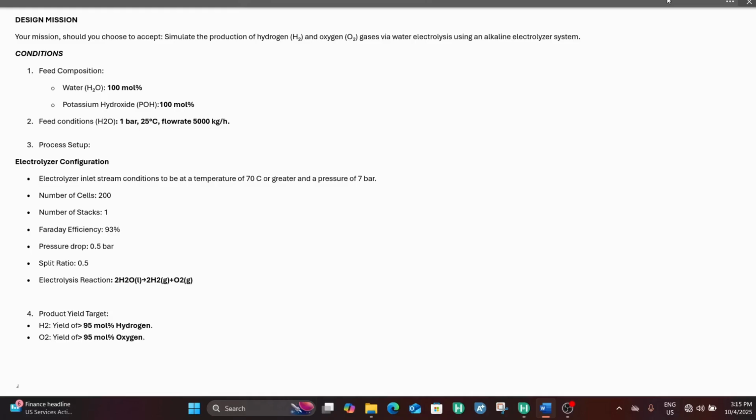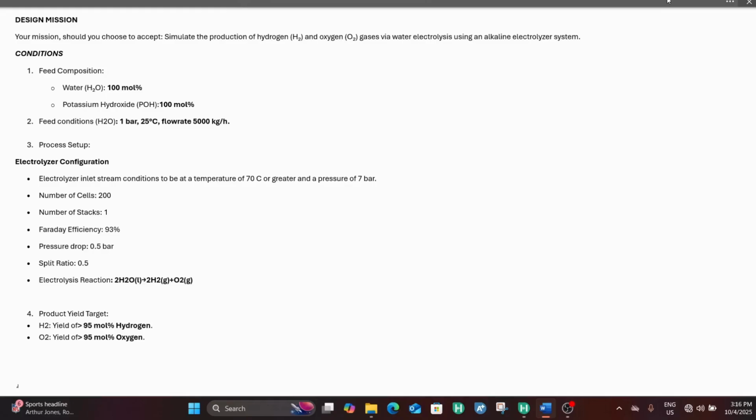Inside the electrolyzer, number of cells we have 200. Number of stacks we're working with 1. Efficiency 93%. Pressure drop inside our electrolyzer 0.5 bar. Split ratio 0.5, and the electrolysis reaction is as follows. Now, the electrolyzer configuration is basically made up for the purpose of this content. We're just going to use it for the purpose of this design mission.